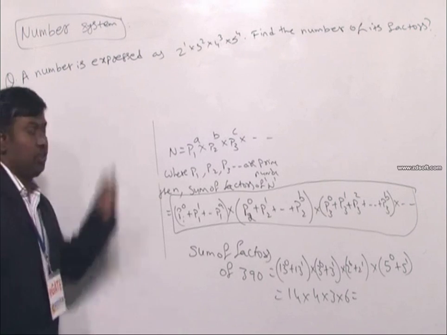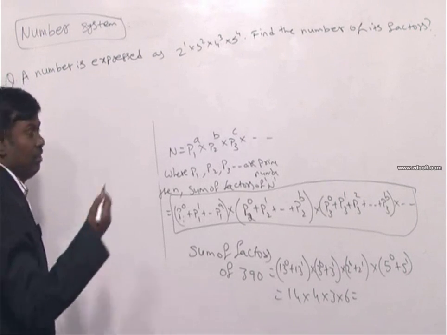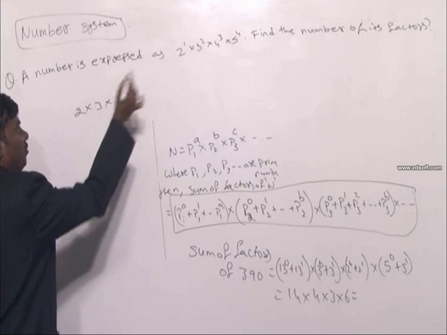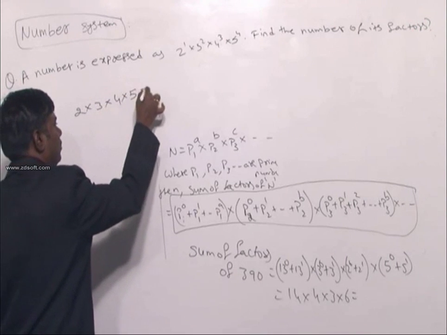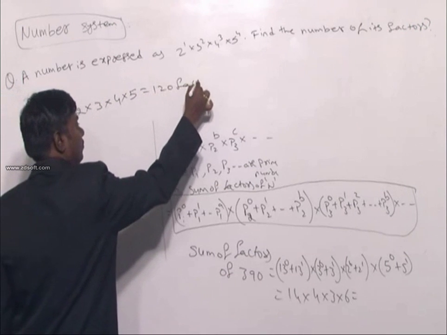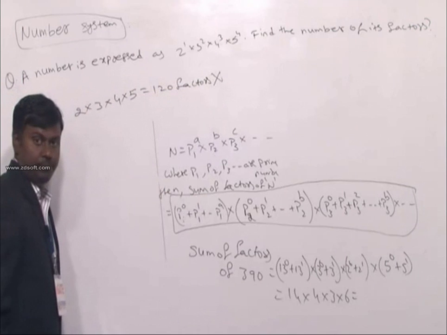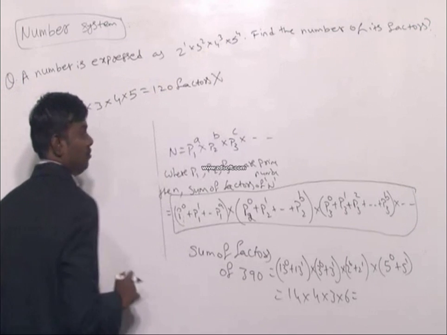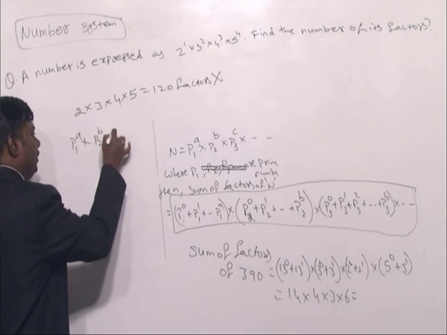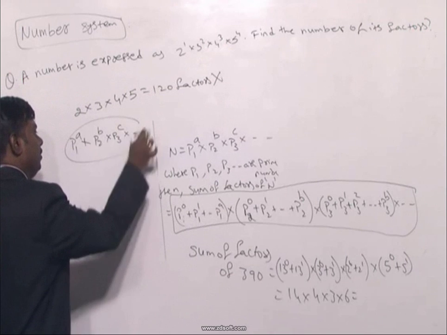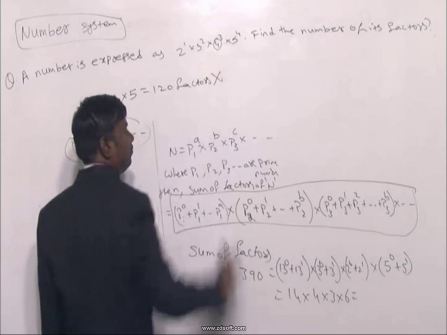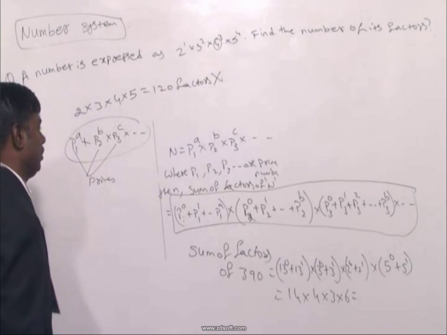Okay, the question is very easy, but some of you might have made this kind of mistake. That is, 2 power 1 has 2 factors, 3 power 2 has 3 factors, 4 power 3 has 4 factors, 5 power 4 has 5 factors. 2 into 3 is 6, 6 into 4 is 24, 24 into 5 is 120. This is wrong. Why? Because this is not prime factorization. I have told that it has to be P1 power A into P2 power B into P3 power C, and so on, where P1, P2, P3 are primes. Here 4 is not a prime. That is blunder number 1. Otherwise the problem is very easy.